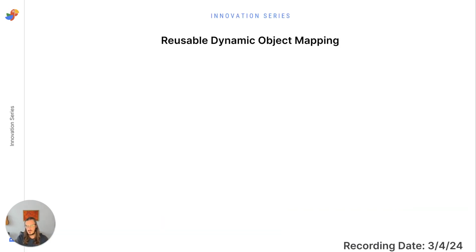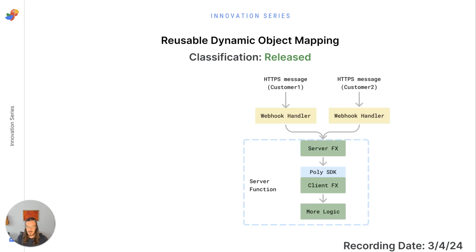In this video today, I want to show you how you can use custom client functions to create reusable dynamic object mapping. And this has already been released, so you're welcome to use this in production. So the setup is generally something along the lines of this.